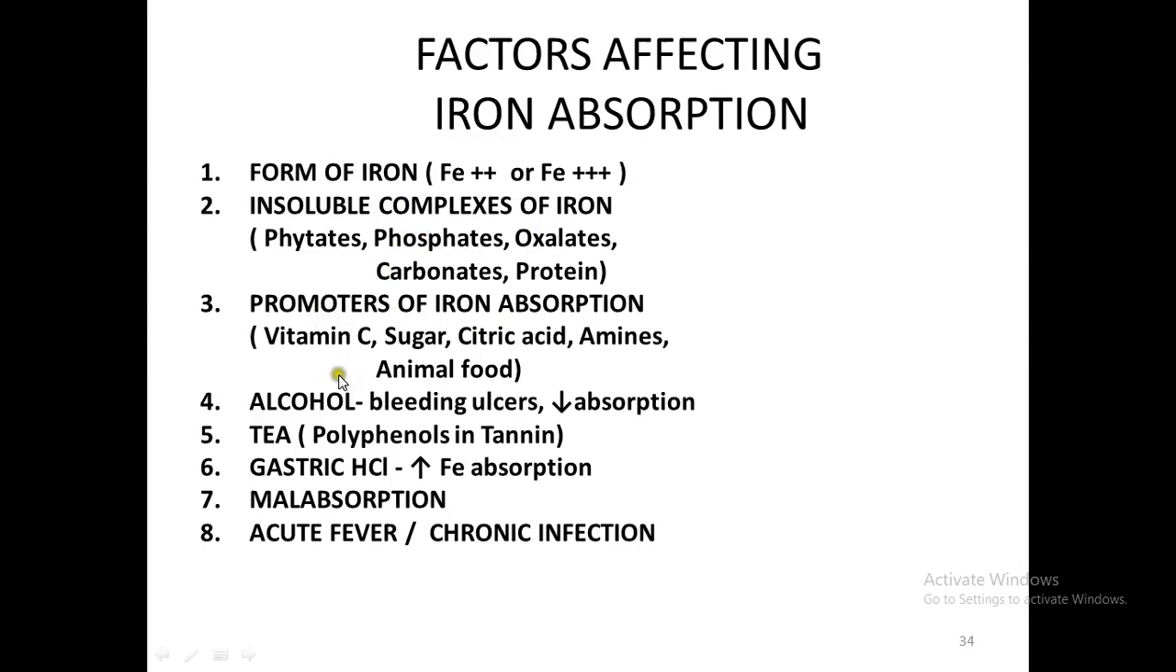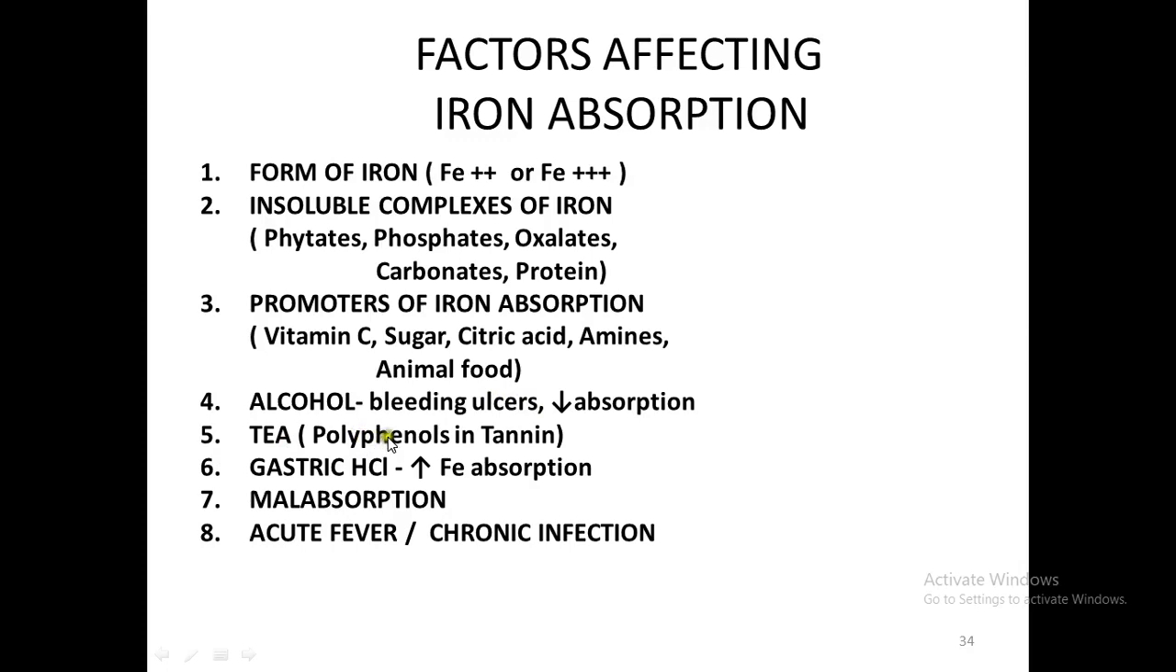Promoters of iron absorption: vitamin C. If a little bit of lemon juice is squeezed on food, then it helps to convert ferric iron to ferrous iron, and thus absorption is increased. Citric acid also increases absorption. A little bit of animal food or amines or sugars also help in absorption of iron. In people who consume alcohol, absorption of iron is reduced. Also, alcohol can lead to bleeding ulcers, which again reduces the absorption of iron.